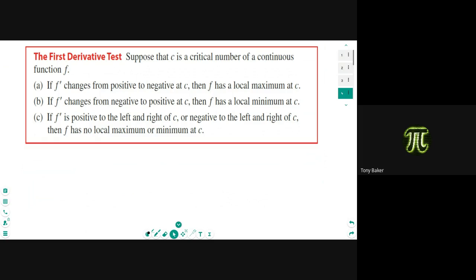If it doesn't change, if it's positive on both sides or negative on both sides, it doesn't have a maximum or a minimum there. Okay. So only the times where it changes does it give me a maximum or a minimum. If it doesn't change, it is not a maximum or a minimum. Something else is going on there.